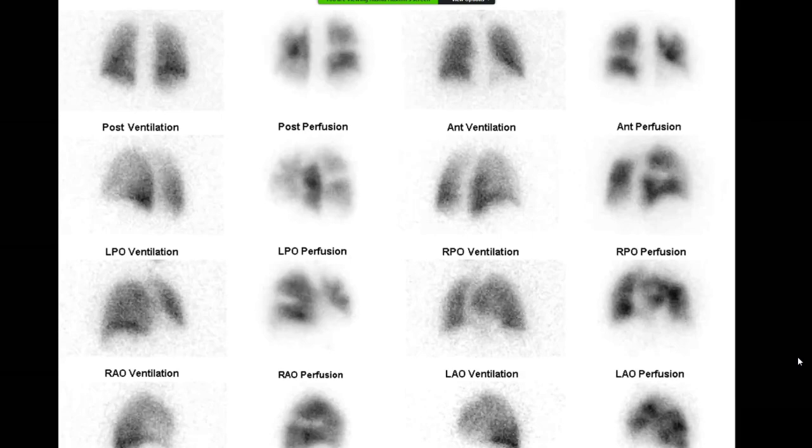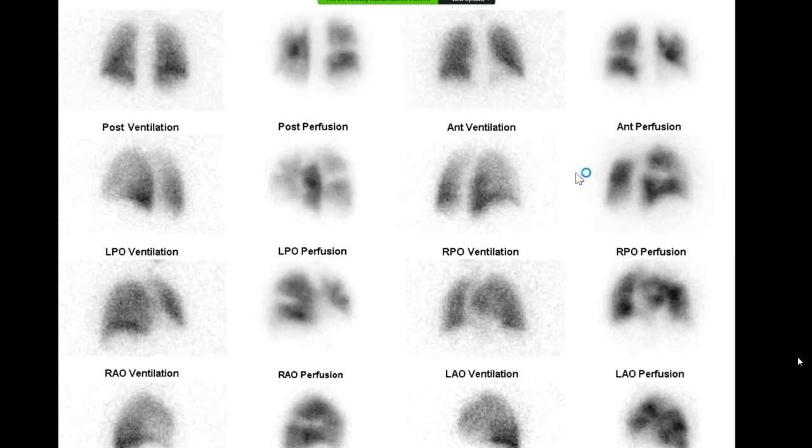There is a moderate photopenic area, which is segmental, a segmental uptake mismatch not seen on the ventilation scan. A defect is also seen on the perfusion scan within the right lung. It is wedge-shaped and larger. So these are multiple segmental areas of ventilation perfusion mismatch in both lungs, suggestive of high probability of pulmonary embolism.